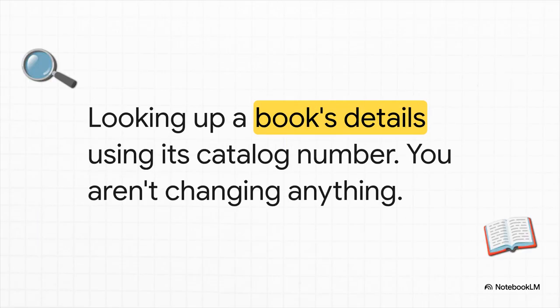Okay, now someone comes in and asks about a book. You use its unique catalog number to just look it up. You're not changing a thing, right? You're just retrieving information that's already there. That's a read operation, which we call a GET request.